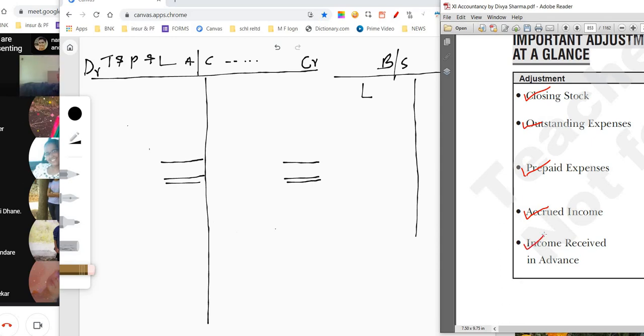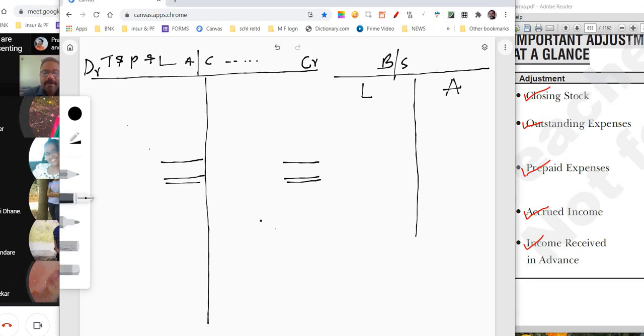Income received in advance. Which side? Credit side. Deducted from respective income. Okay, profit and loss account, credit side. Then it is added or subtracted? Subtracted. Very good. Minus. So it is in the credit side. It is subtracted from the concerned income, whatever it is. It may be commission, it may be rent, it may be anything. So we subtract it. That is number one.